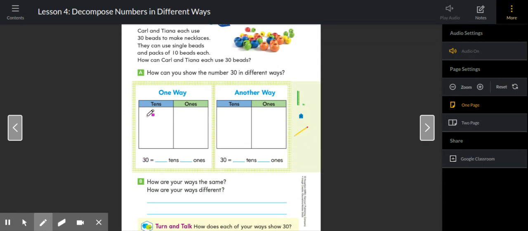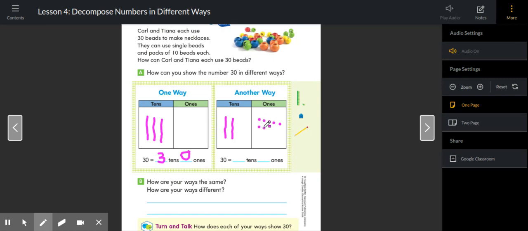The easiest way to show 30 would be to grab 3 of the bags that have 10 in them, right? So 10, 20, 30. And if you did that, you wouldn't have any ones left over because 3 tens is exactly 30. So 3 tens and 0 ones is one way to make 30. However, you could open up this bag of 10 and dump it out and have it be ones. So if you did that, you would still have those first 2 tens, but you would have 10 ones.